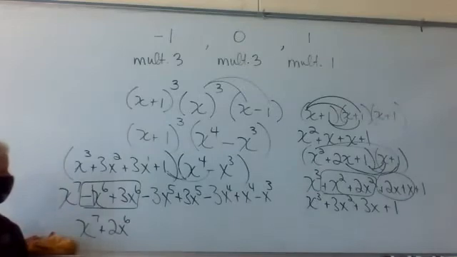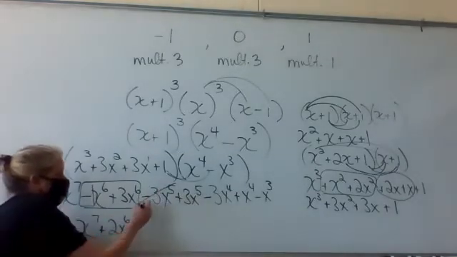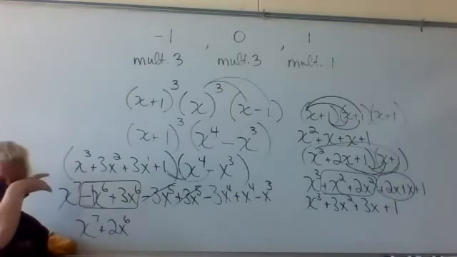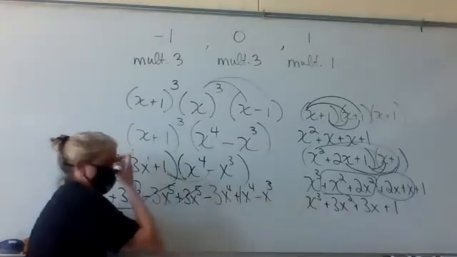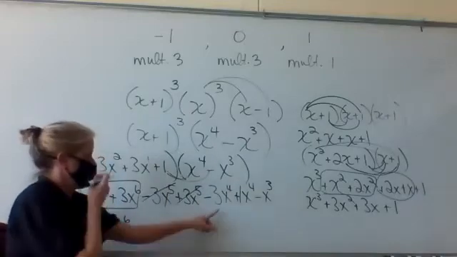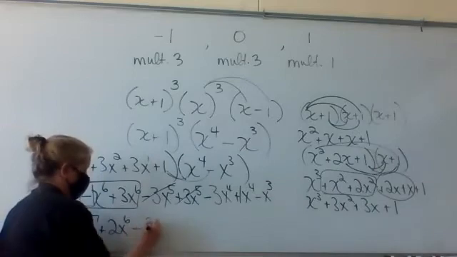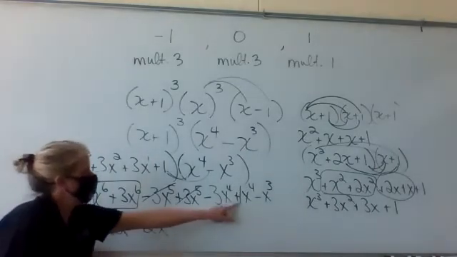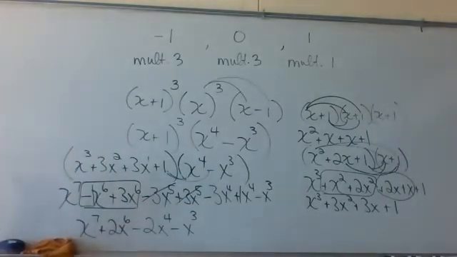Put your x to the 5th. This is about the only good thing about this whole problem. What happens to your x to the 5th? They cancel out, right? You've got -3 and +3. My x to the 4th, I've got -3, +1, which gives me -2 x to the 4th. And then just drop down your minus x to the 3rd.